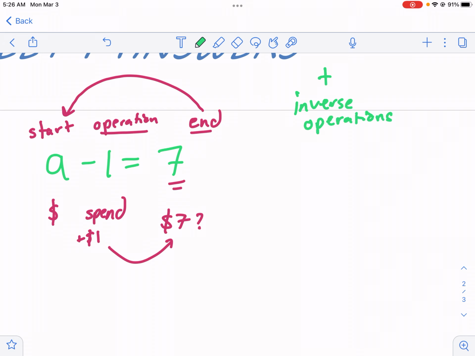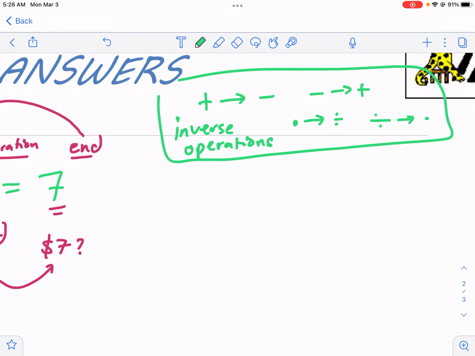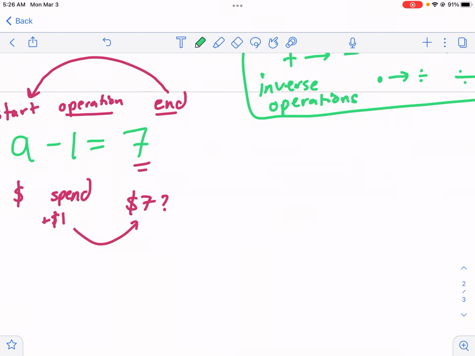So if we're going to add, the inverse operation is going to be subtract. If we subtract, then the inverse is going to be add. The same thing goes for multiplication and division, and of course division and multiplication. So those are the inverses. These inverse operations help us to solve all these problems. Let me show you what that looks like.